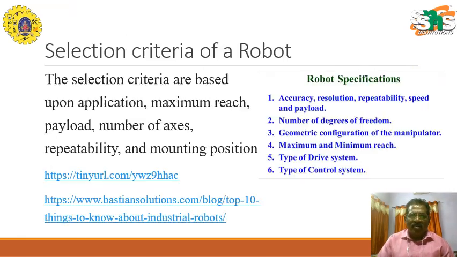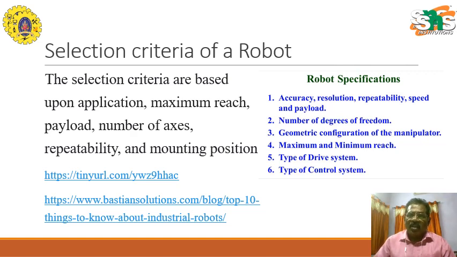Moving on, what are the selection criteria of a robot? The selection criteria is based upon the application. If it is going to be used for painting, the number of axes required, the repeatability, and how it is to be mounted are all considered. I have given some links here which take you to websites where the detailed selection criteria, and how you specify and then buy a robot, have been given.